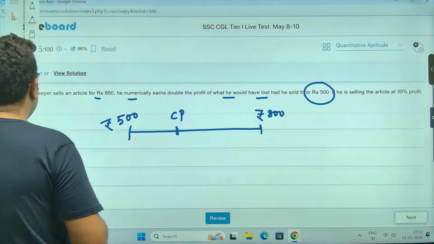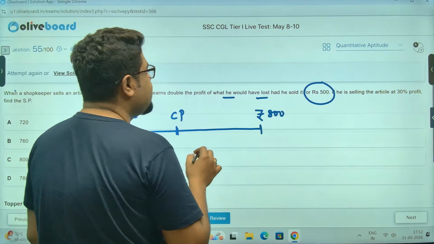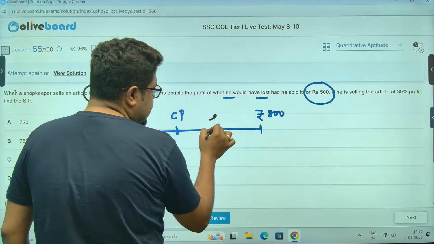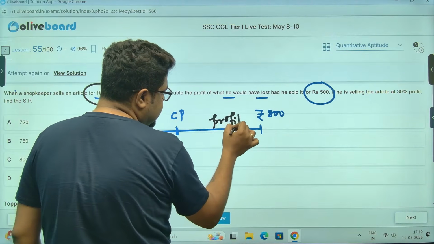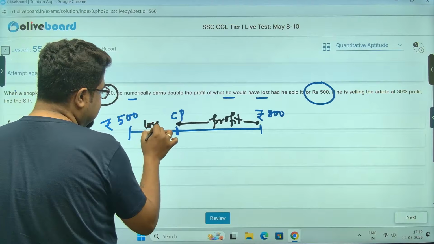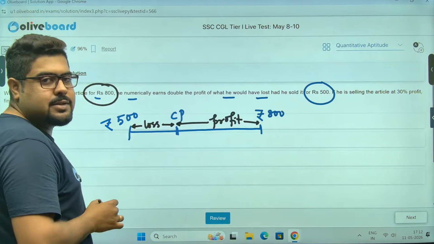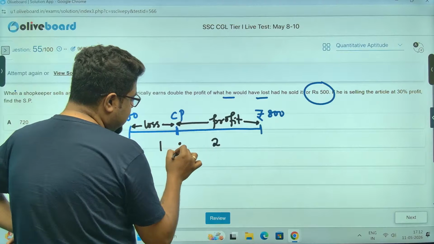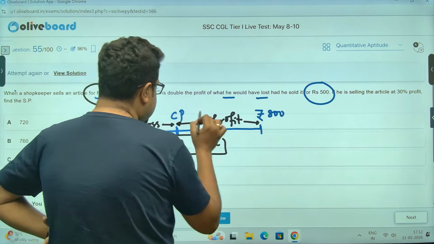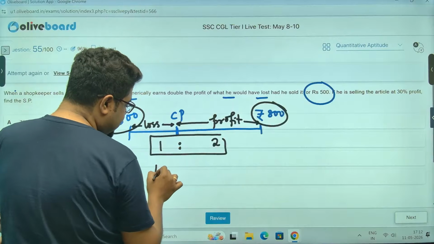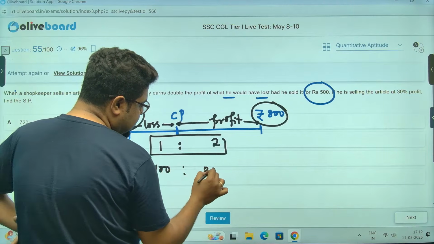Now please understand, they have given you this ratio. What ratio, sir? 800, the profit is this gap. Can I say this is 800 minus CP, and this gap, CP minus 500, will be loss. They are saying this gap is twice of this, meaning the ratio is 1:2. Sir, the gap between 500 and 800 is 300. If you break it down, this will be 100 and 200.